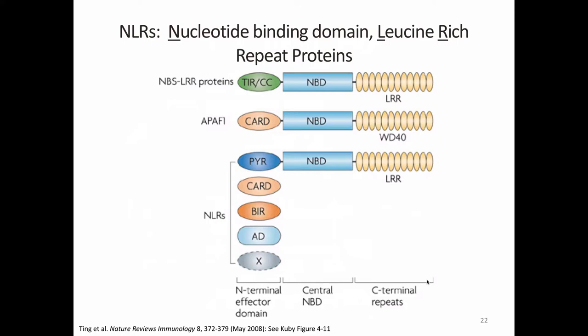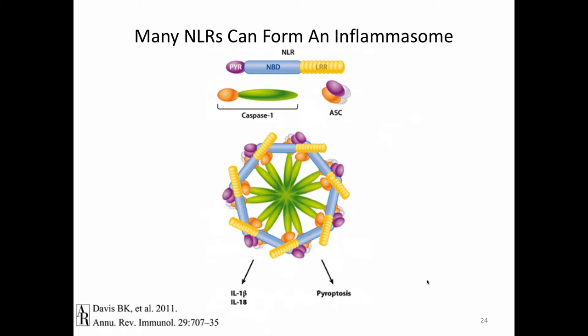The other function of the NLRs is that they form this nice pinwheel structure. When binding to ligand, they don't work with cytochrome C and caspase 3. They work with a protein called ASC, and they work with a protein called caspase 1. But it becomes a pinwheel, just like the apoptosis pinwheel that you guys are used to.